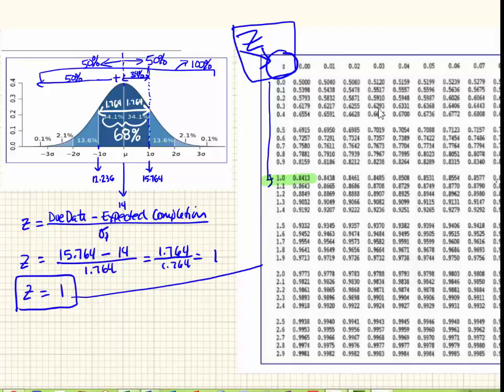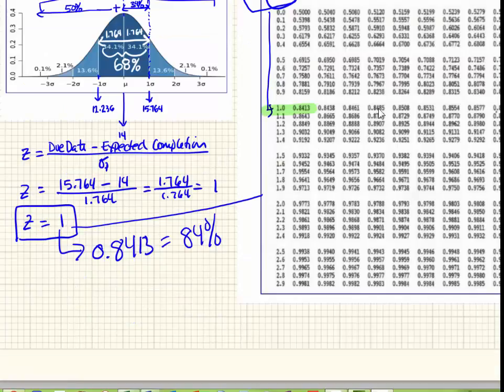And we'll see that it's 0.8413, which is basically 84% chance that the project will be completed in 15.764 weeks or less. Now, let's go ahead and change that from 15.764 to, let's just say 16.